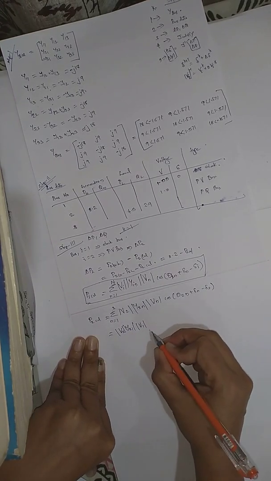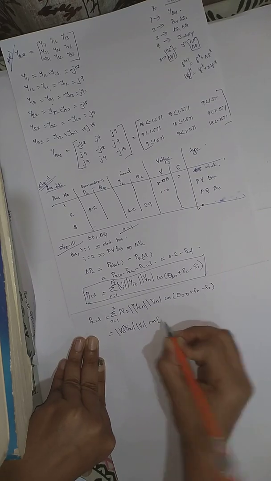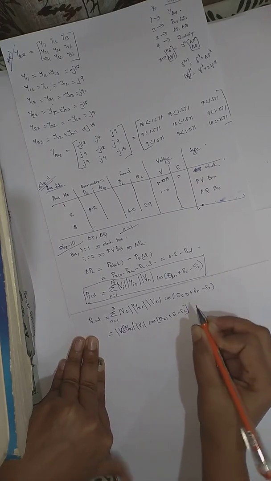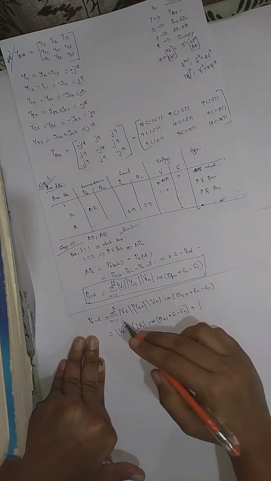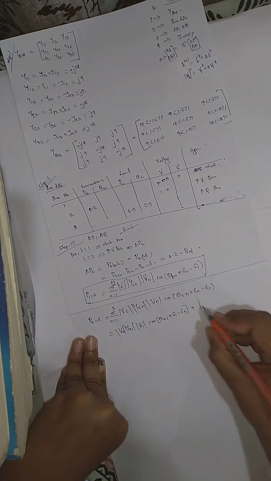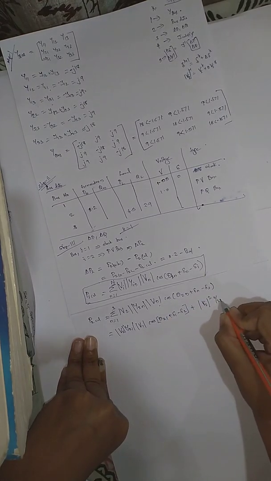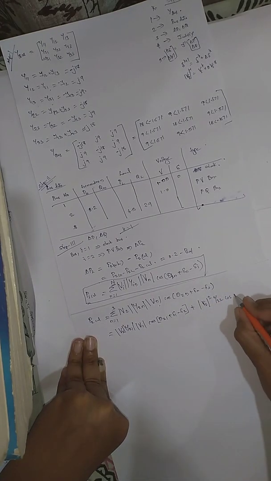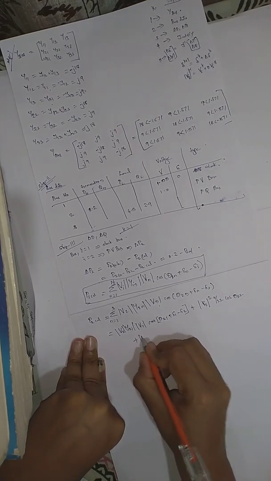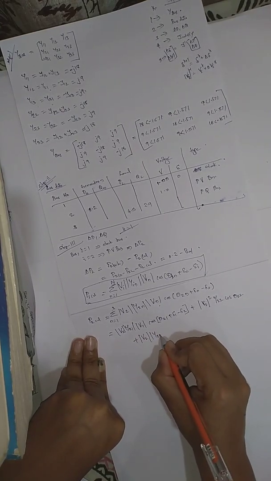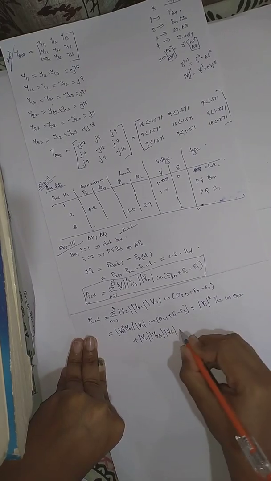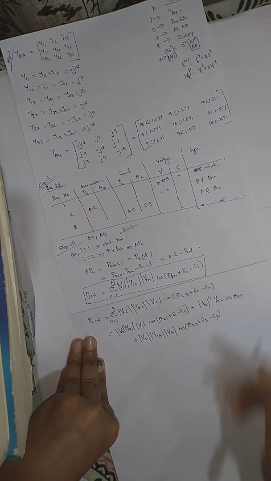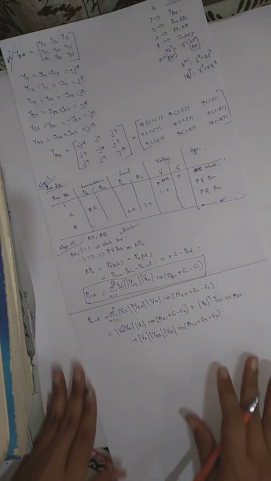So this is my equation, and I can write it as V2 Y21 V1 into cos of theta 21 plus delta 1 minus delta 2, plus V2 square Y22 cos of theta 22 plus delta 2 minus delta 2, so it is cos theta 22, plus V2 Y23 V3 cos of theta 23 plus delta 3 minus delta 2. This will be the equation, and I have to substitute in this equation.